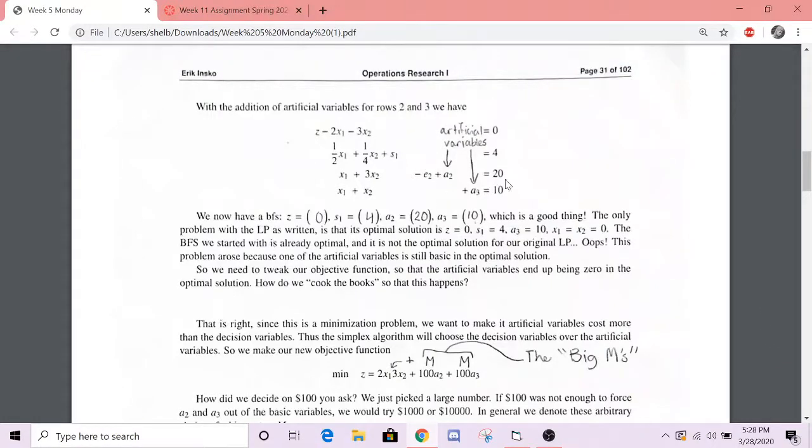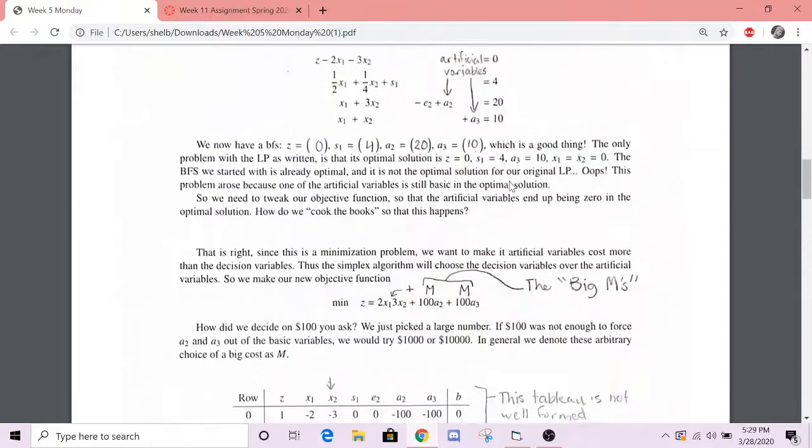The only problem with the LP as written is that the optimal solution is Z equals 0, S1 equals 4, A3 equals 10, and X1 equals X2 equals 0. So as of right now, what we have is already optimal, and it's not the optimal solution for our original LP. This problem arose because one of the artificial variables is still basic in the optimal solution. So we need to tweak our objective function so that the artificial variables end up being 0 in the optimal solution.